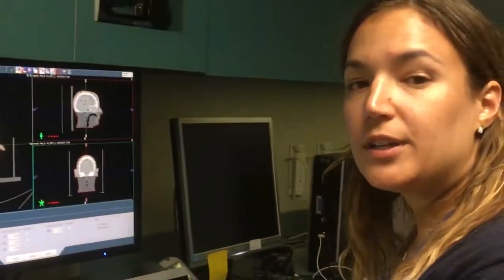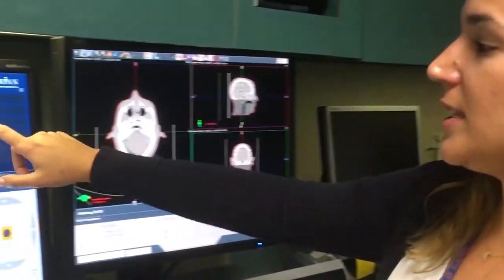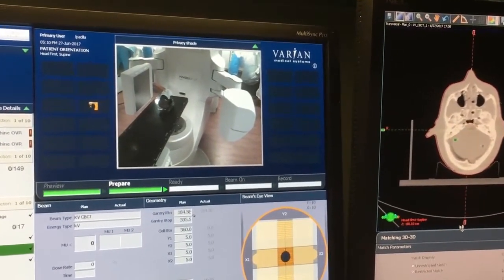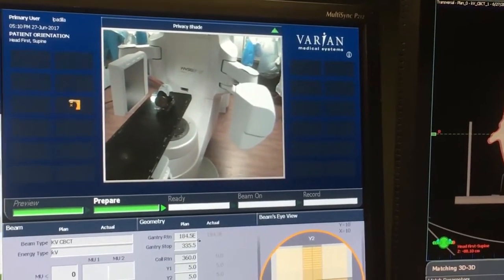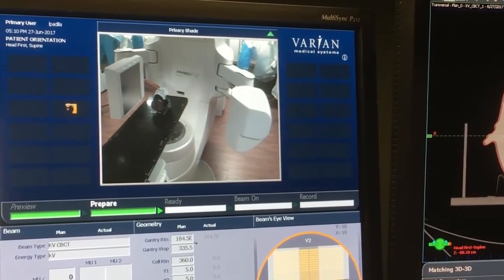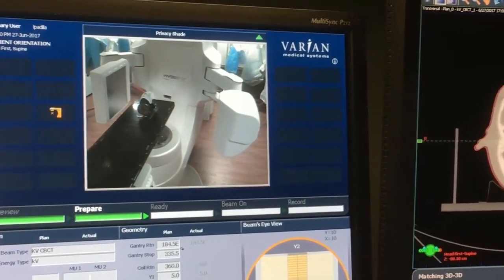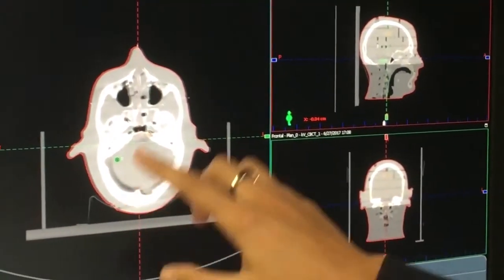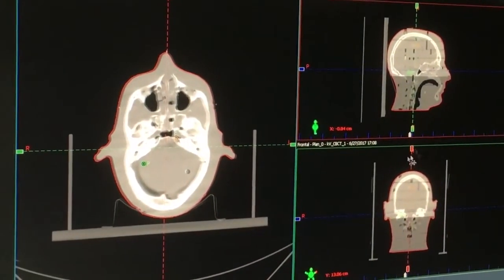So now we've acquired a cone beam CT. As you can see here, we again have the KV arms out. The difference between just the planar KV images and the cone beam CT is that the gantry rotates as the images are getting acquired. So the software is able to reconstruct the 3D image set of the patient.